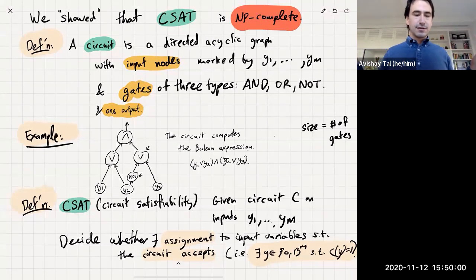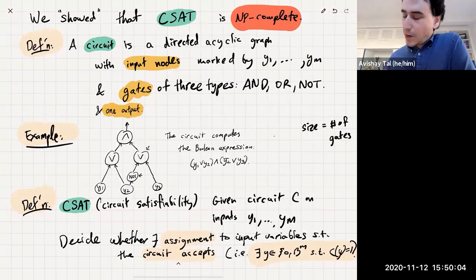Okay, so let's see, for example, what happens here. Let's say that Y1 equals true, Y2 equals true, and Y3 equals true. What would be the output of this circuit? So I guess we can check it. If all of them are true, they're all equal to 1. So this NOT of Y2 would be equal to 0.